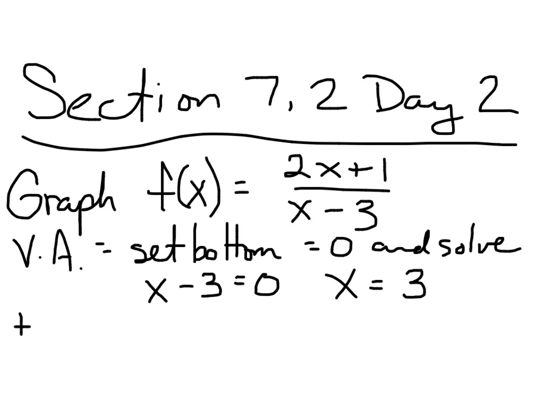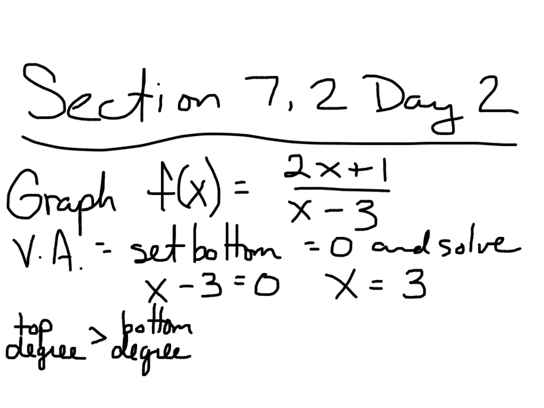First of all, when the top degree is bigger than the bottom degree, there will be none. This is for the horizontal asymptote, the one that runs left to right. So if the highest exponent on the top is bigger than the highest exponent on the bottom, we don't have one. Now, this particular problem, that's not the scenario.